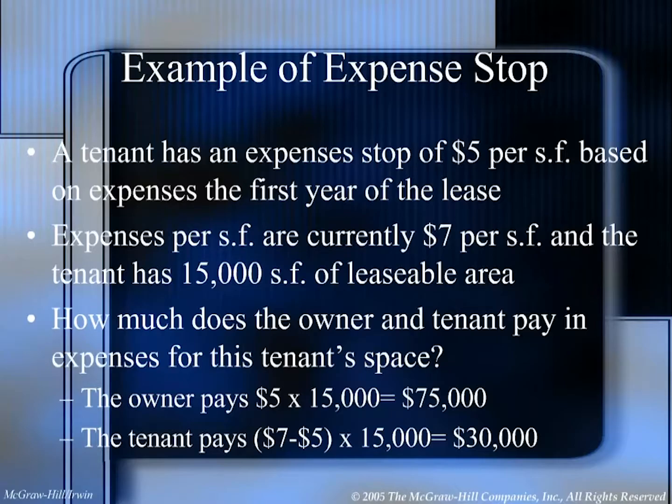So the owner pays $5 times the square footage, 15,000, and the tenant pays the difference, because you had the stop at $5, but the actual expenses were $7, so they paid the $7 minus the $5 stop, $2 times the number of square feet. So in this case, it would work out $2 times 15,000 square feet, or $30,000.